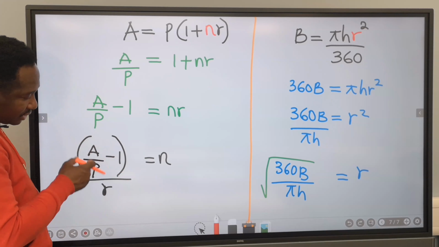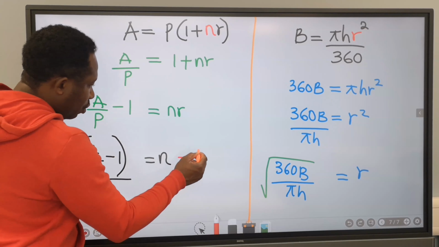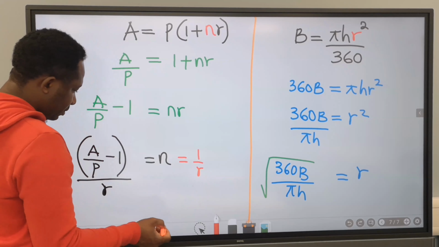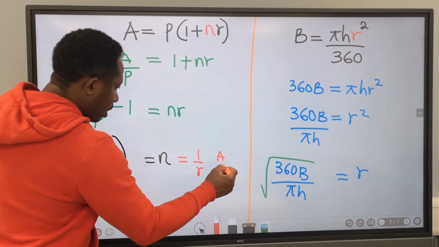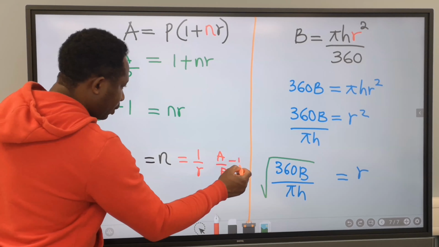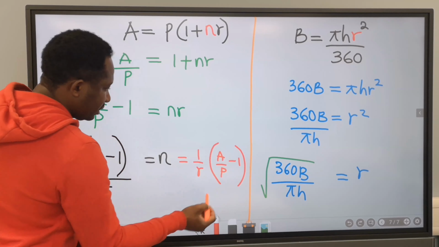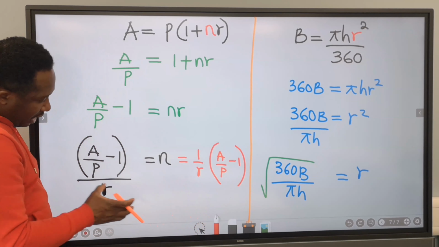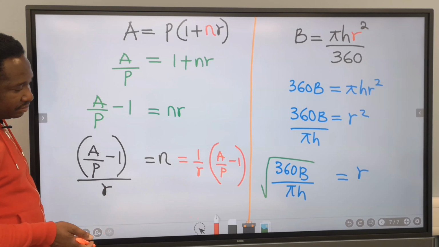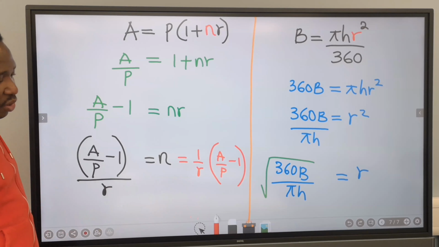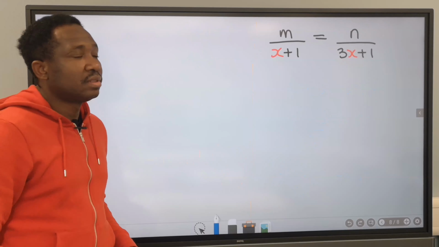We can rearrange this to be 1 over r, A over P minus 1 in brackets. This and this are the same. And this becomes our answer.